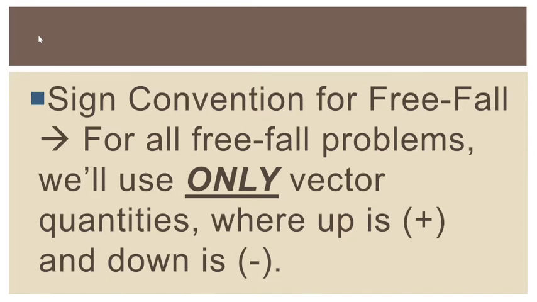To be clear, if the problem asks you for a scalar quantity, then you will solve for the vector quantity and then just take the magnitude of that quantity. So if they ask you for speed, you solve for the velocity, and then you just report the magnitude of the velocity. That's how this works.